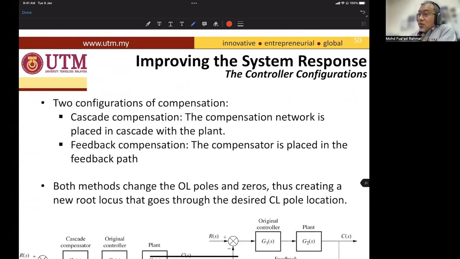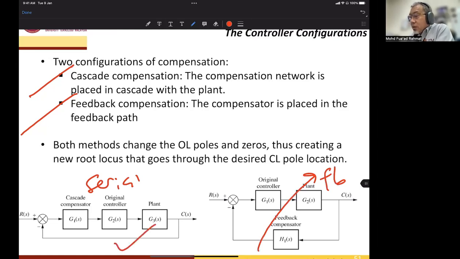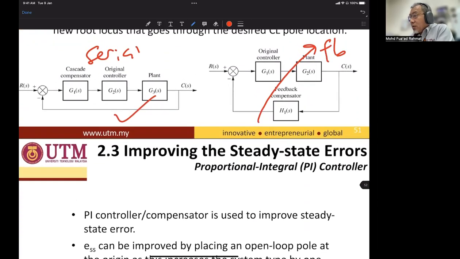So we have two configurations of compensation. One is cascade, the other one is feedback. Cascade means that the controller is connected in serial with the plant. For the feedback compensation, the controller is connected as shown here. It's not parallel, but we call it a negative feedback. The best one is here: we choose the serial one that is multiplied with the plant.